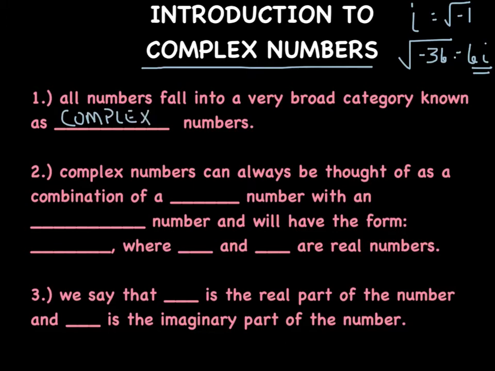Every number you've ever worked with was actually a complex number. Now, complex numbers can always be thought of as a combination of a real number, which is the part you've been working with, and an imaginary number, which is the numbers you just learned about yesterday. And they'll have the form a plus bi. So a plus bi is a complex number in generic form, where both a and b are real numbers. Now, we say that a is the real part of the number, and we say that bi is the imaginary part of the number. All right, and on the next slide, I'm going to try to explain why all the numbers you've ever worked with were actually complex numbers. We just didn't have the bi part to our complex numbers.